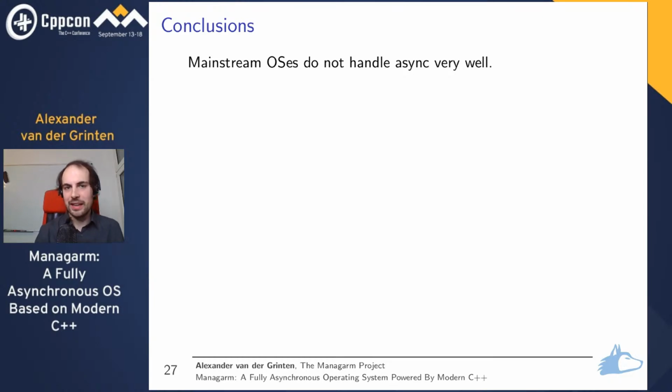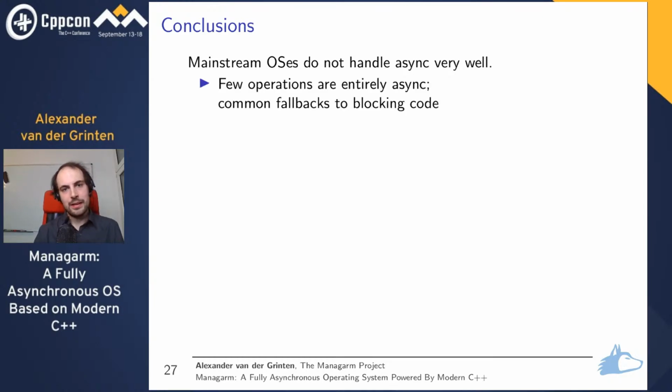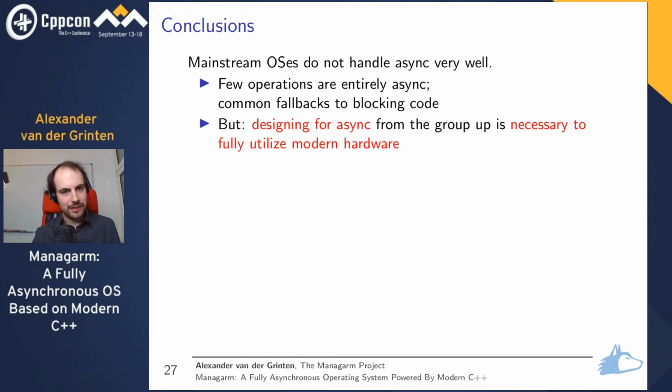Mainstream OSs don't handle async very well. Very few operations are entirely async, and common fallbacks to blocking code exist in OSs. Designing for async from the ground up is necessary to utilize modern hardware because, we've seen that these hardware devices can handle many concurrent requests. So we need some technology to exploit that.